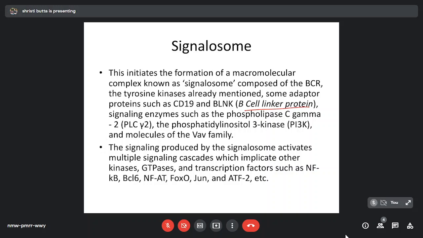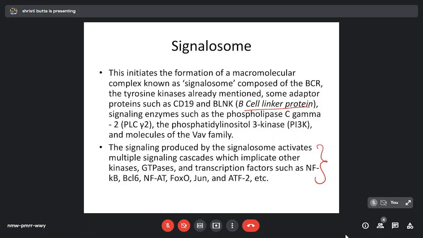Signaling enzymes such as phospholipase C gamma and phosphatidylinositol 3 kinase, that is the PI3K-AKT-mTOR pathway activation, and the signaling produced by this signalosome further activates multiple signaling cascades and initiates NF-kappa B, BCL6, NF-AT, FOXO, JUN, and ATF2, etc. What is particularly important is that this is involved in cell proliferation, migration, and survival of the B cells.